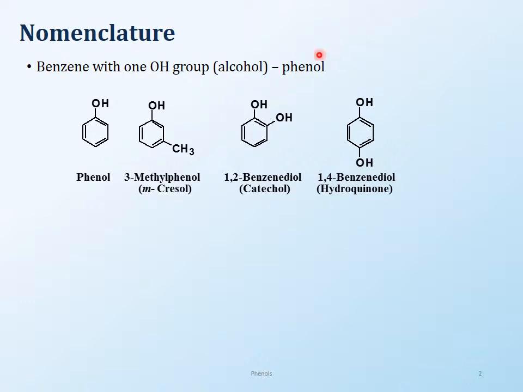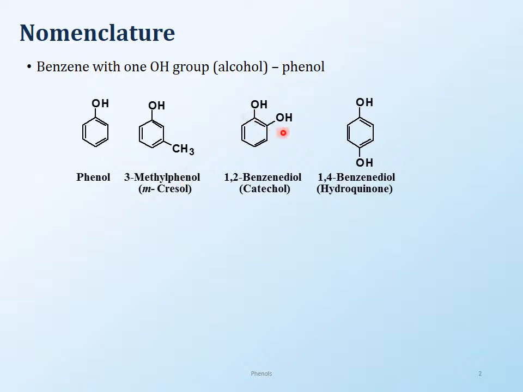Let's look at the nomenclature first. This is the phenol as you know it. You also know some of the derivatives of phenol. For example, this one, which is a methyl group along with the OH group on benzene, these are called cresols. Because the relationship is meta or 1,3, this is called metacresol, or in an IUPAC way, you would call it 3-methylphenol.